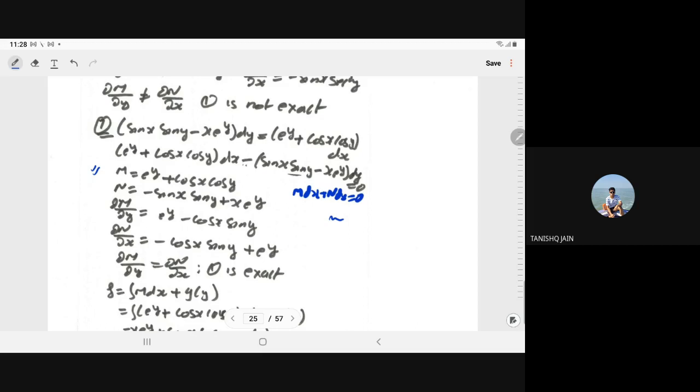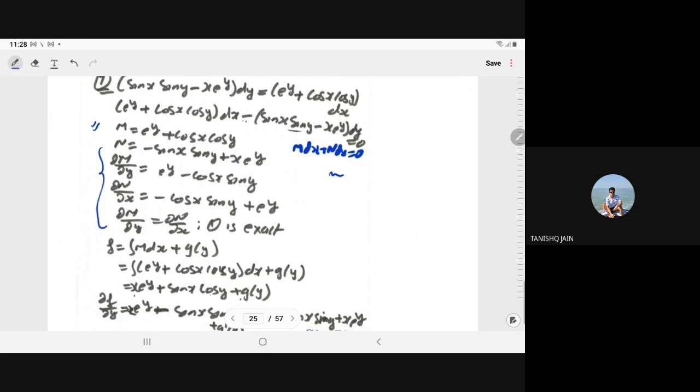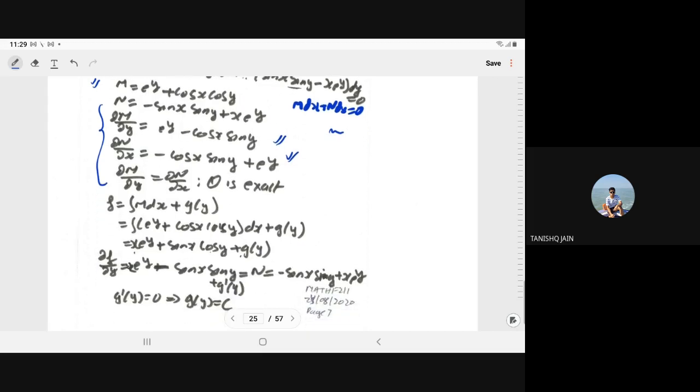So first we check whether it is exact or not. For that we compute ∂M/∂y. ∂M/∂y will come e^y − cos x sin y, and ∂N/∂x will come minus cos x sin y + e^y. So here we can see that these two are equal. When these two are equal, we can say the first one is an exact equation.